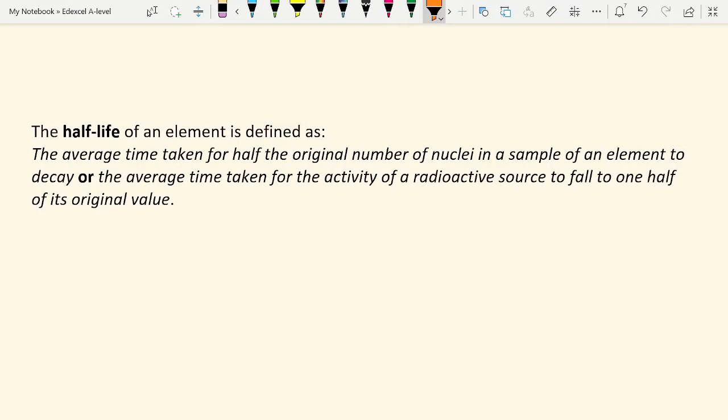It is very important to know the definition of the half-life, and there are two possible definitions here. You can use the number of nuclei, so it's the average time, and average is very important here. It is the average time taken for half the original number of nuclei in a sample to decay, or you can use the activity. It is the average time, again, very importantly, taken for the activity to fall to 1/2 of its original value. So make sure that you have written this down somewhere and just learned it.